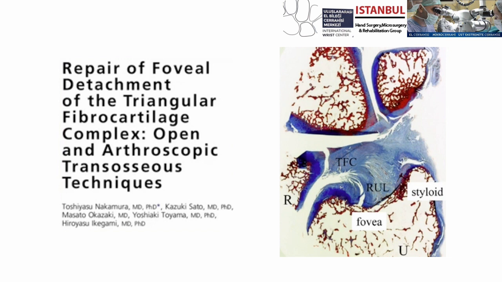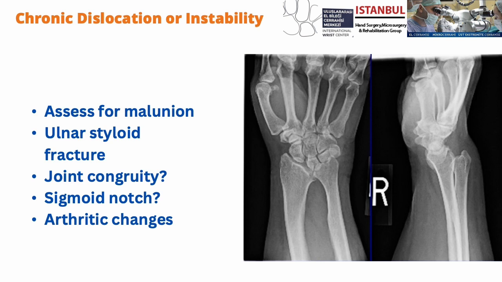A histology study by Nakamura shows the deep component of TFCC attaches to the ulnar fovea, which is important for DRUJ stability. The deep component is not attached to the ulnar styloid but to the head of the ulna, over the ulnar styloid. In the case of chronic dislocation or instability, we need to assess for radius malunion, ulnar styloid fracture, joint congruity, sigmoid notch morphology, and arthritic changes.